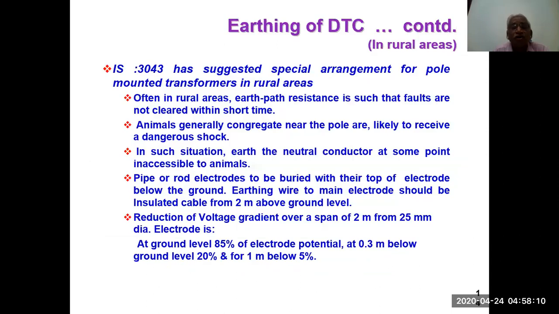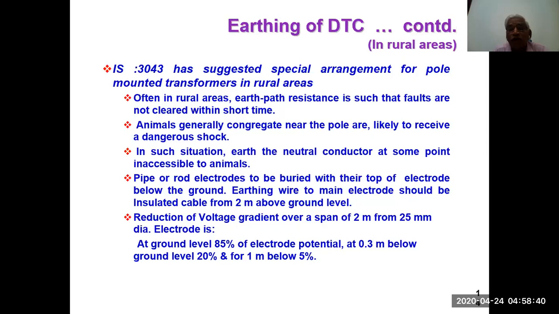Now, DT is continued. IS suggests a special arrangement for the pole. Often in rural areas, earth path resistance is such that the faults are not cleared within a short time. Animals that generally congregate near the pole are likely to receive a dangerous shock. In such situations, earth the neutral conductor at some point inaccessible to animals. A pipe or a rod electrode is to be buried with the top of the electrode below the ground.